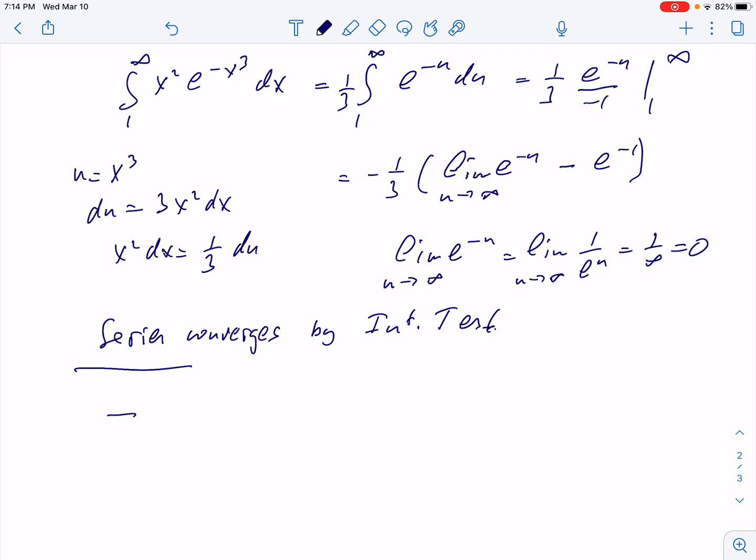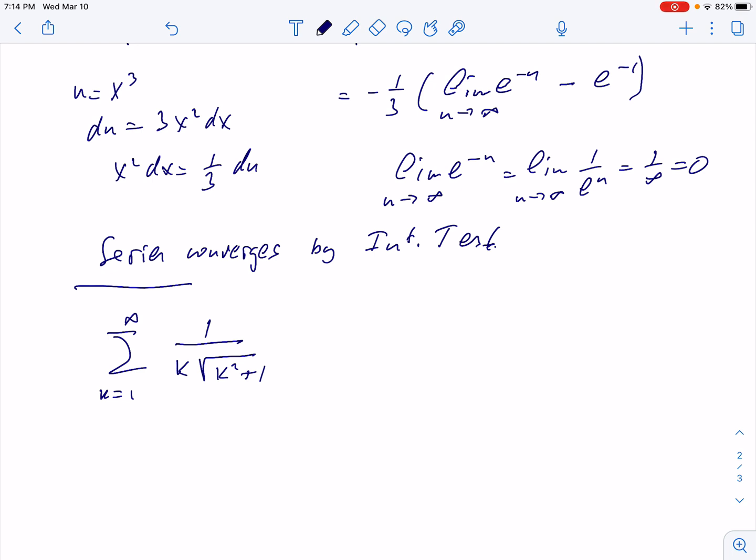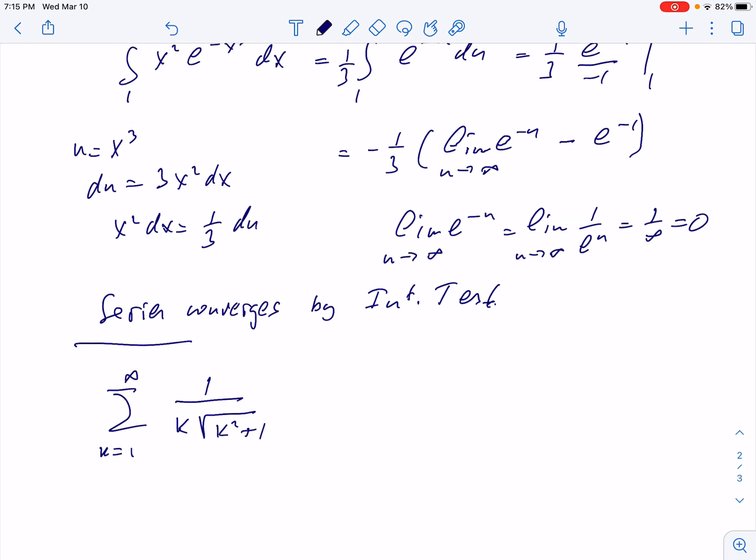The next example is this series here, 1 over k square root k squared plus 1. That's how it's written. I took it from the book. K is the index here. It goes from 1 to infinity. How to do with this series? It looks somewhat like our first example. There are powers of k. And there is a root, of course. The denominator goes to infinity, so the general term goes to 0.